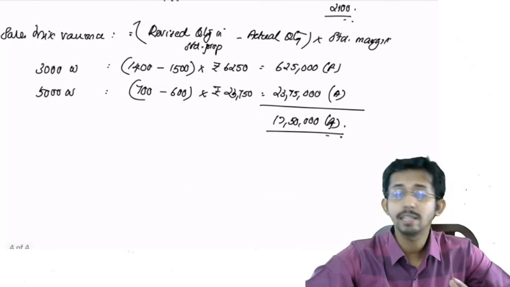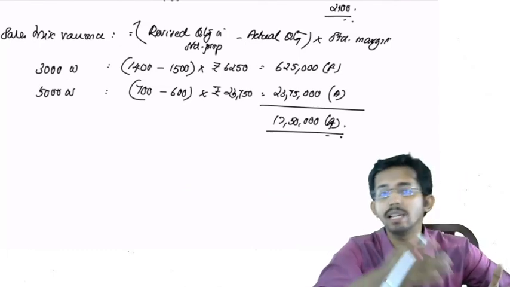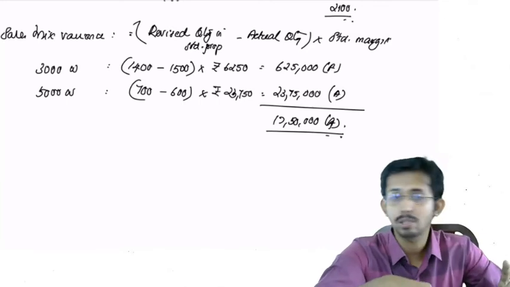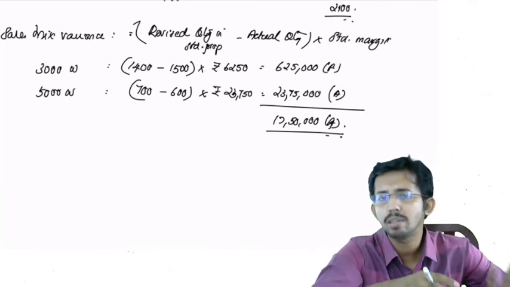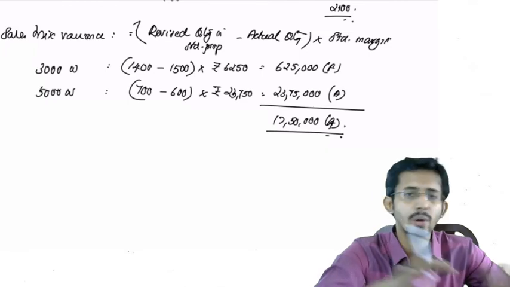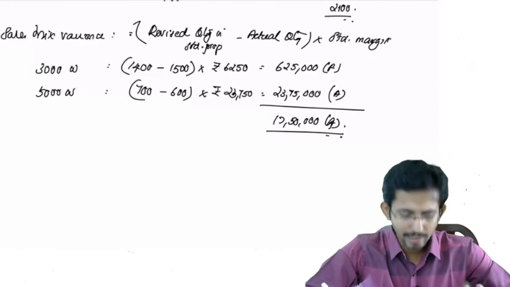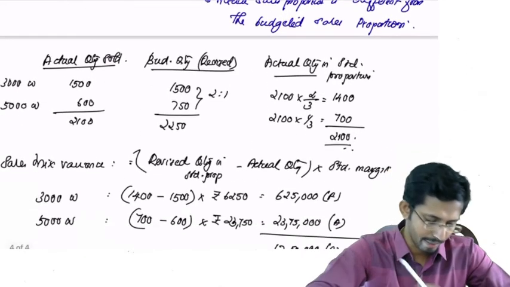So you know what is sales mix variance. If you want, you can compute the sales quantity variance also, which is the difference between the sales volume variance and sales mix variance. But since it is not asked in the question, you are not required to compute it. But as homework, if you want, you can do it. Okay, so that is the answer to the first part, the A part.